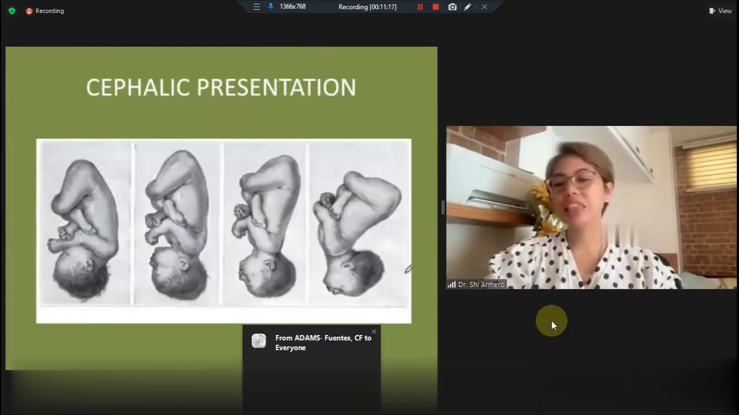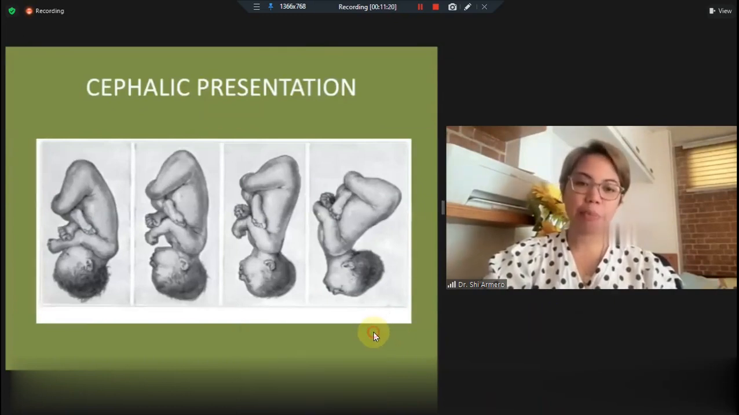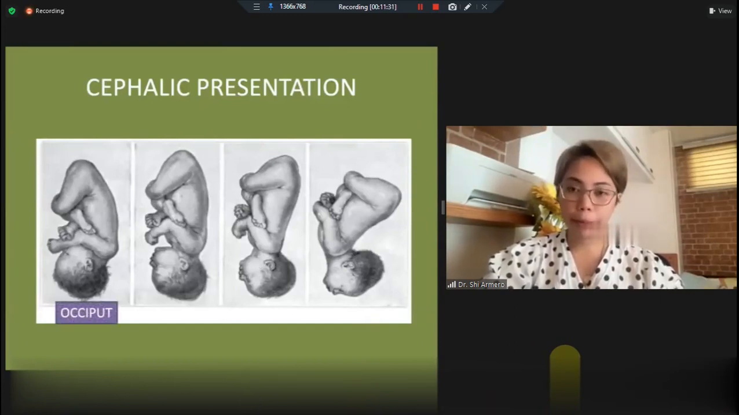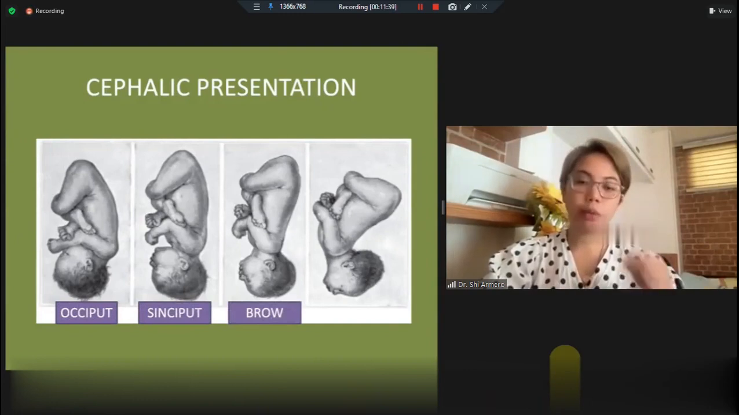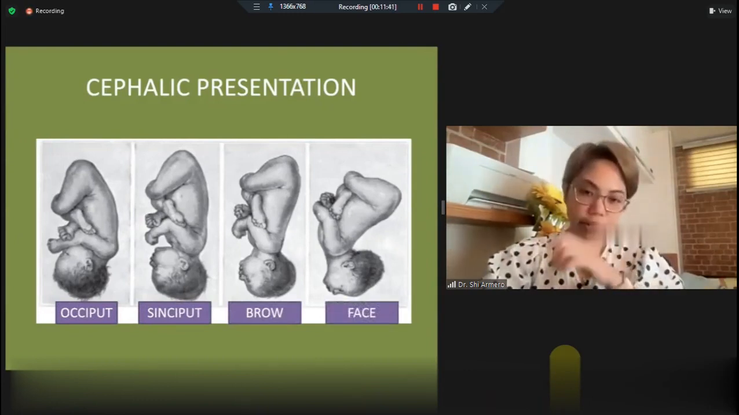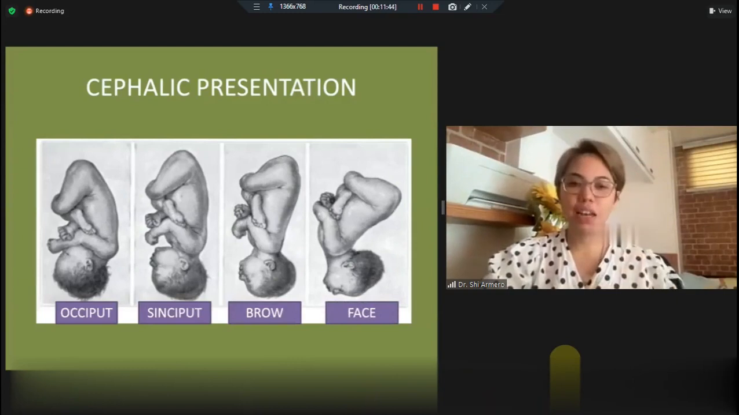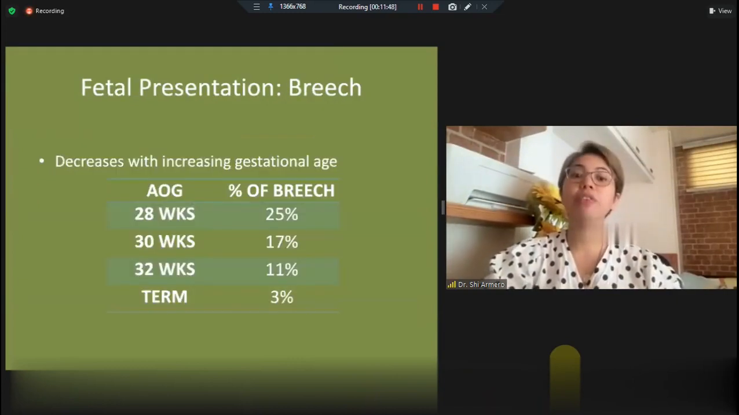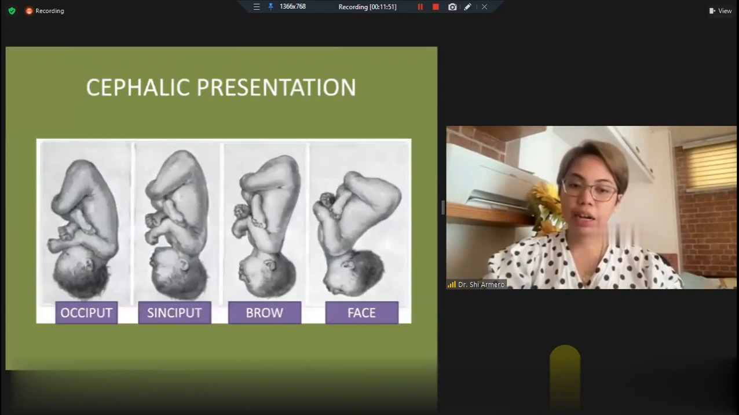Okay. There are varieties of the cephalic presentation depending on the flexion or the extension of the fetal head. So if it is super flexed, then what you will be able to palpate is the posterior fontanelle, that's the occiput. Sinciput, if partially flexed, partially extended, will be the brow. Extended will be the face. Again, varieties of cephalic presentation. Pwedeng cephalic presentation siya, but face naman.